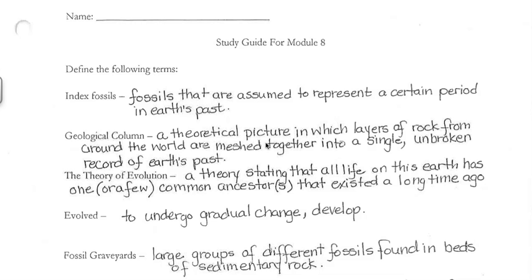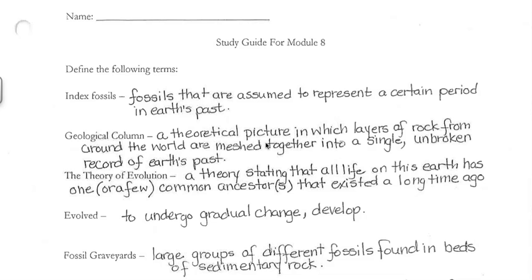All right, this is your study guide for Module 8 for your science class. Let's go over these definitions. What is an index fossil? Fossils that are assumed to represent a certain period in Earth's past. Usually that index fossil is found in particular rock layers all over the Earth. That's why they call it an index fossil.